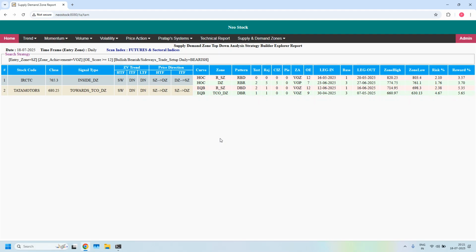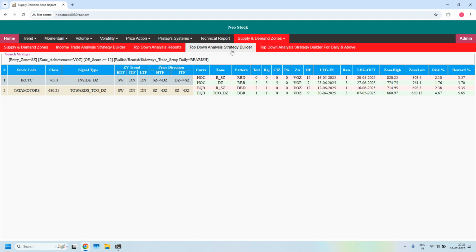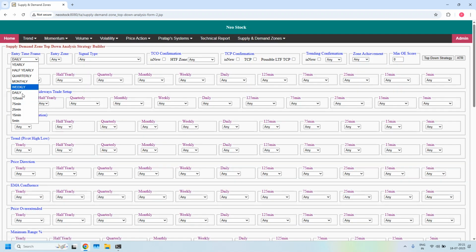Okay, next weekly income trade, sideways long trade setup, entry time frame 75 minutes, entry zone demand zone at 75 minutes, sideways long, zone achievement violated opposing zone, minimum odd enhanced score 11 for sideways, and this time we don't want pierced zones for the 75 minutes demand zone.